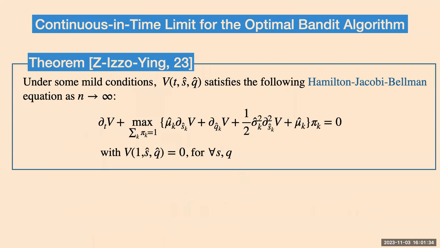And here's the general theory. We can prove that under some mild conditions, this V, the rescaled optimal cumulative reward, will satisfy this HJB equation as your horizon n goes to infinity. And the terminal condition for this HJB equation is that at time equal to 1, V is 0.